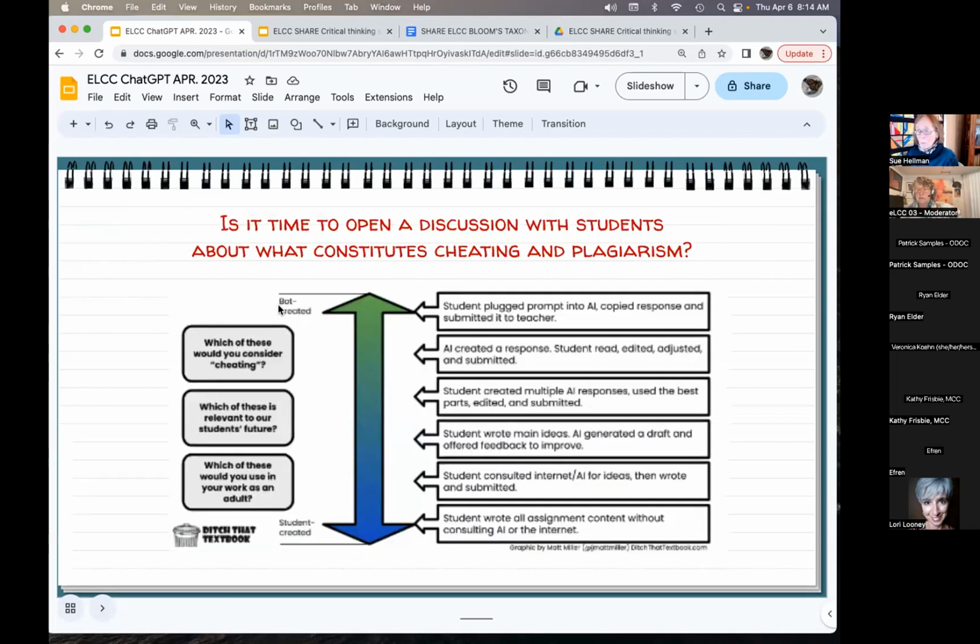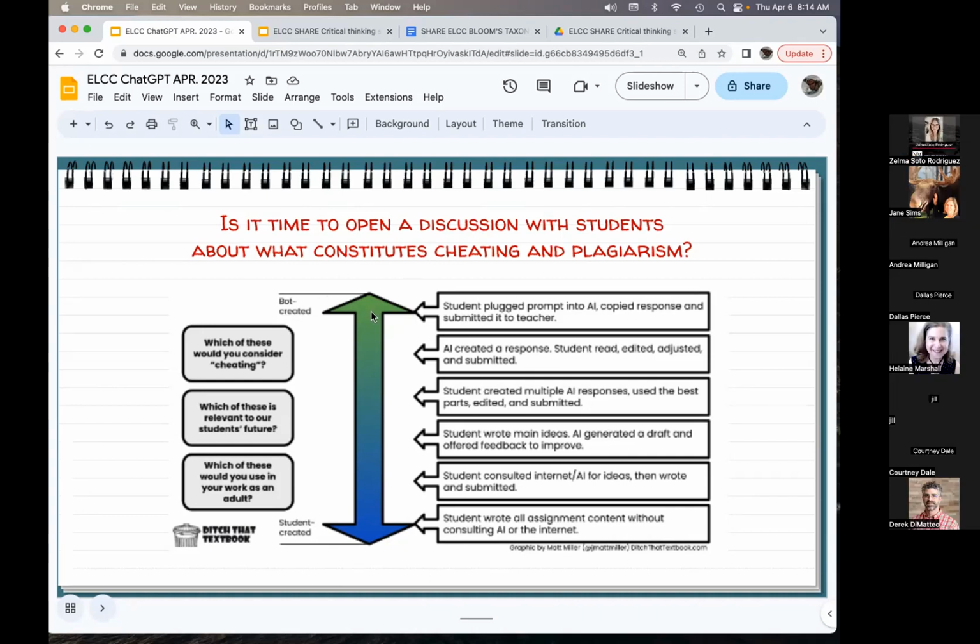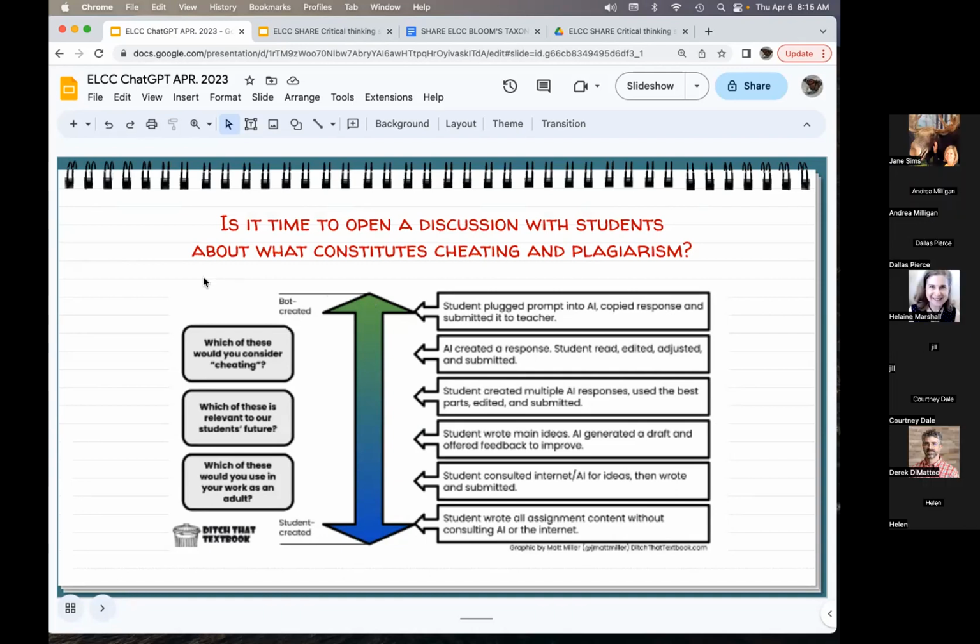So my question to pose to you to start with is whether you think it's time to open a discussion with students about what constitutes cheating and plagiarism. And this goes back to my point of looking at ChatGPT and thinking about what it can do, the fact that we really can't control what people will do with it, and saying to ourselves, maybe there are ways to integrate this into what we're doing so that it's still a useful tool, but it's not going to handle assessments for us, which is something that I think is really important.